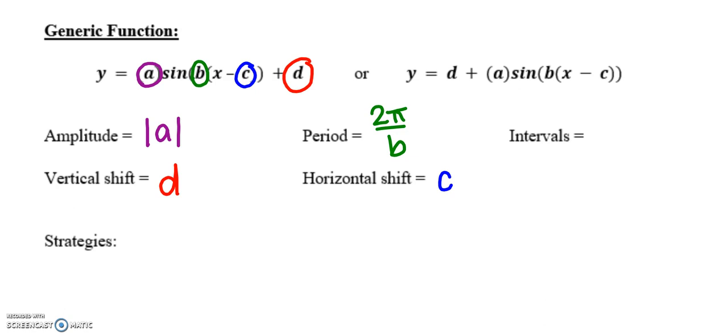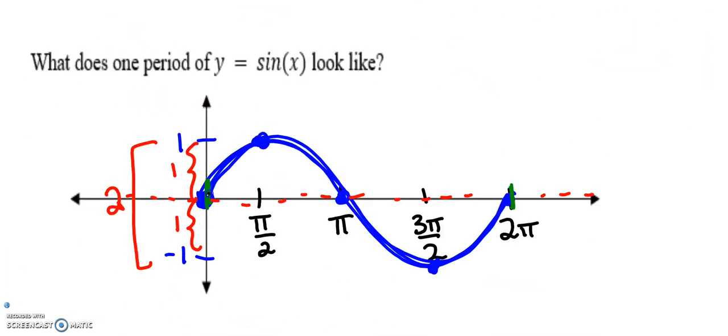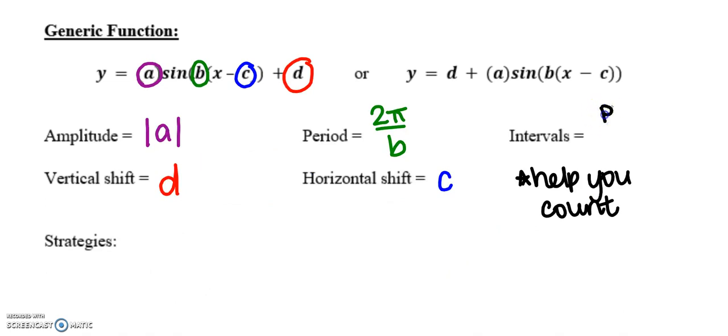The last thing then is going to be your intervals. Your intervals are just there to help you count. So we're setting up how we're going to count along our x-axis. I know I was supposed to get 5 important points because of this graph: 1, 2, 3, 4, 5. But that means I created 1, 2, 3, 4 intervals. So the way I'm going to get my interval is I'm going to take the period and divide it into 4 intervals. This is just to help me count along the x-axis, which we'll practice, don't worry.